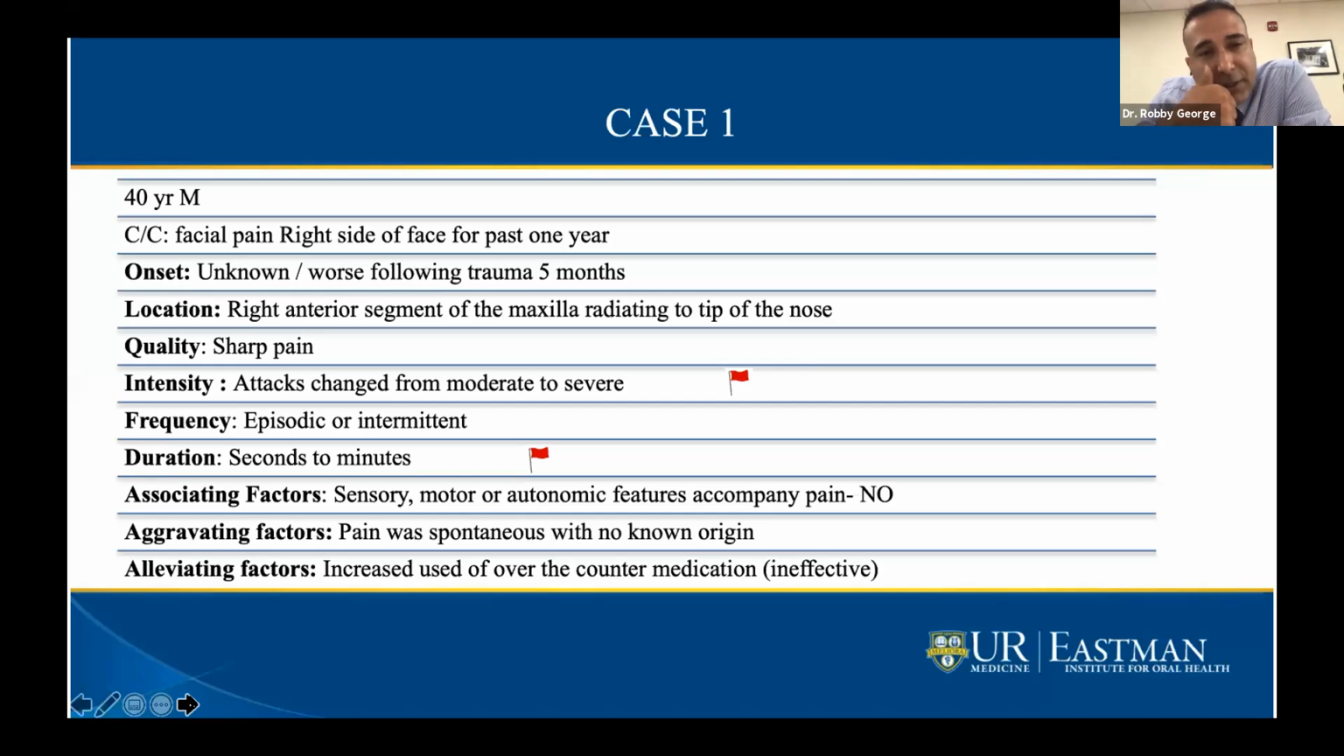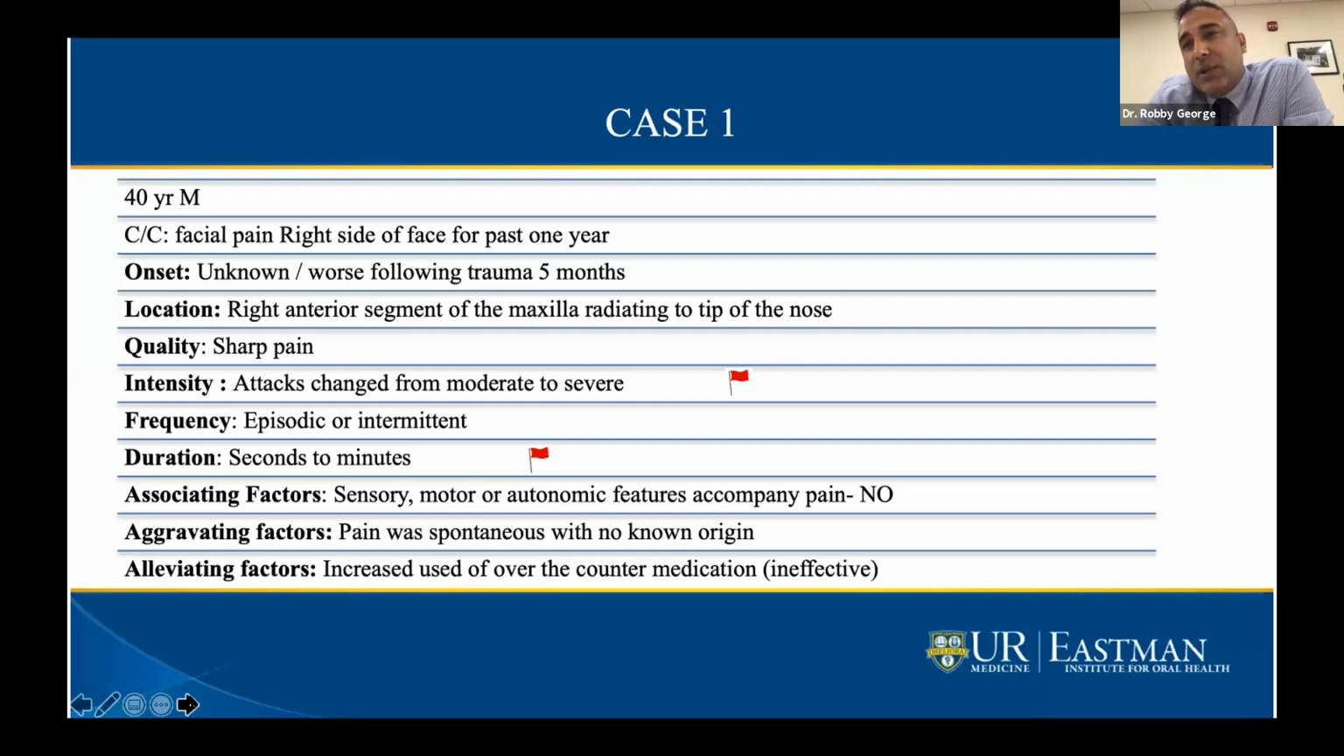He said the right anterior segment of the maxilla radiating to the tip of the nose. And another important question we ask is quality of the pain. How do you ask quality of the pain? In this case, the patient said it was sharp pain, but what are the qualities of pain you ask for? You ask, is it a dull aching pain, or a throbbing pain, or a burning pain? These are all the questions we ask.